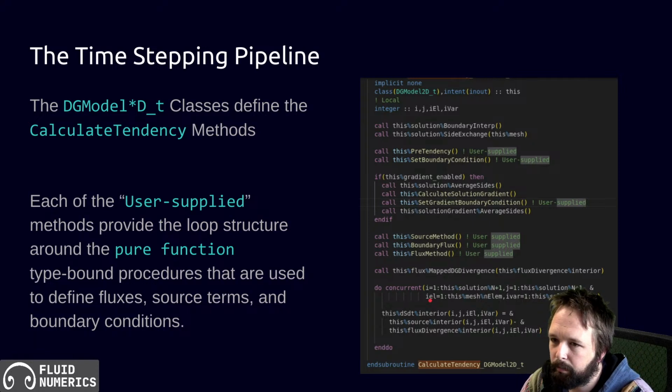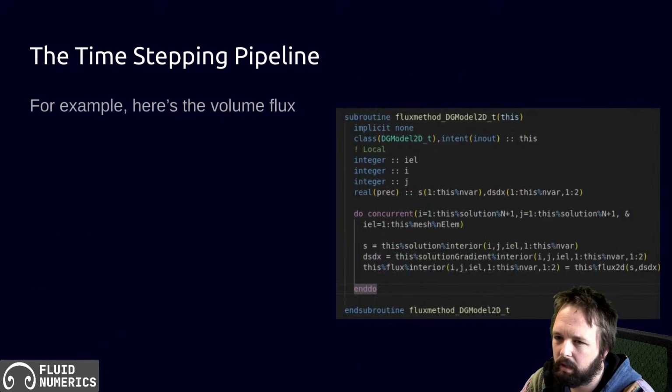That's the generic pipeline. If you don't like the pipeline, again, you can override that calculate tendency method in any of your specific models. But for most cases we've been playing with so far, this actually works quite well. You don't really need to change that.